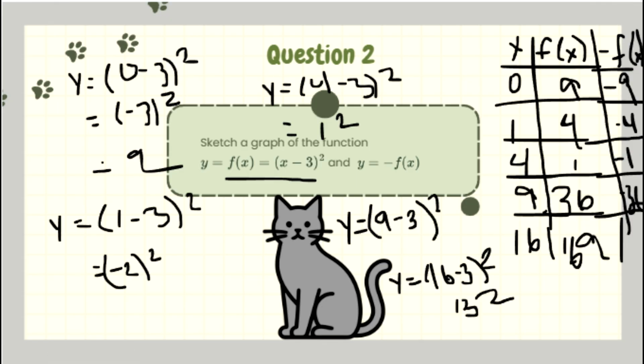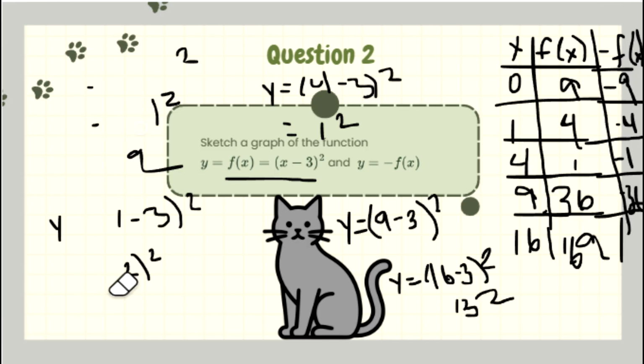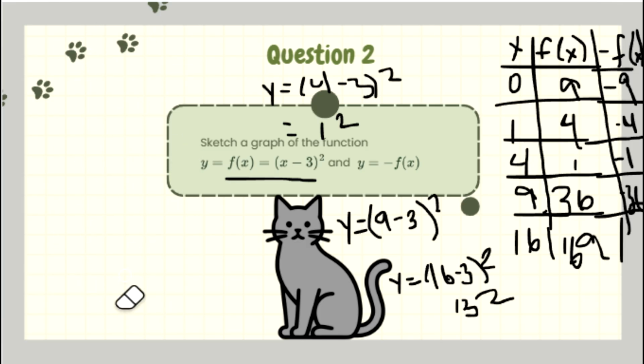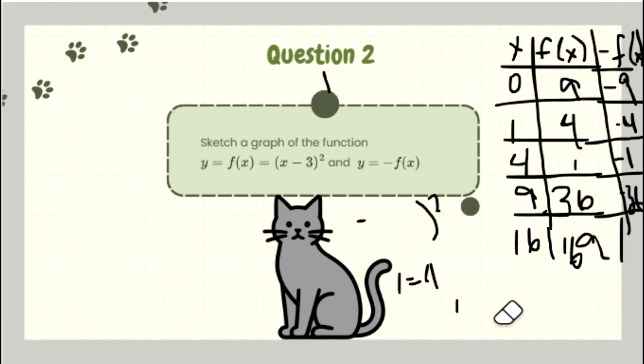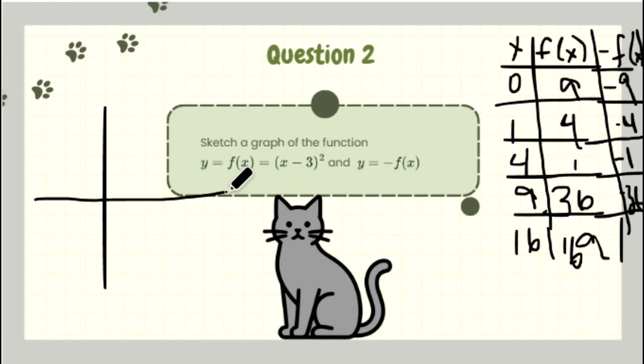Now, here's a lovely little thing. If you use GeoGebra, you can just plug in the two formulas. So y equals (x minus 3) squared and y equals negative, so negative (x minus 3) squared. And it will graph it for you. But you can also go ahead and make your own little graph. I will show you how to do that. I'm not going to bother doing the 36 and 169 because that's kind of insane when I'm drawing a graph by hand. But we have our graph right like this, okay?